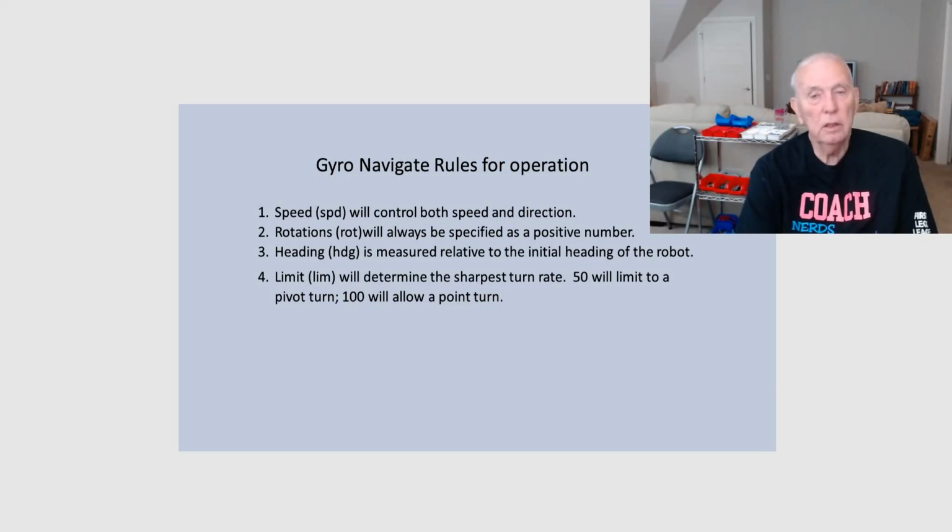Heading is measured relative to the initial heading of the robot, as long as you don't reset it. And there will be a new parameter called limit, and that will determine the sharpest turn rate for the robot. Perhaps that shouldn't be called a rate. It will determine what kind of turn at the maximum you can do. So a value of 50 for the limit will limit the turn to a pivot turn. 100 will allow a full point turn. If that number is less than 50, then it will be a sweeping turn. You'll have to experiment with that to see what you want to do. All right, so now let's get back to the program.